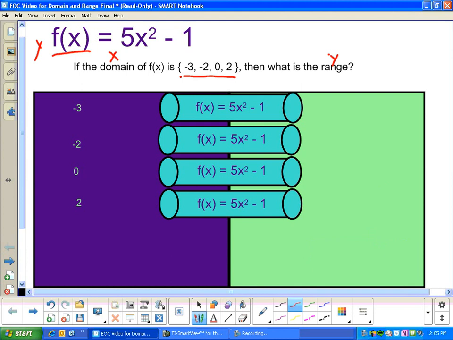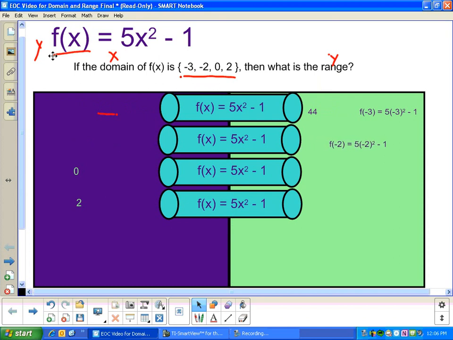So when we put this into our equation, we put in our -3 and we slide it into the equation, and what we get out is a 44. Notice the -3 is in parentheses because that's all that we're squaring. We're not squaring the 5. So if we input the -2, again, the -2 is in parentheses, and what we get out in this situation is a 19. So we plug in our 0, and we get a -1.